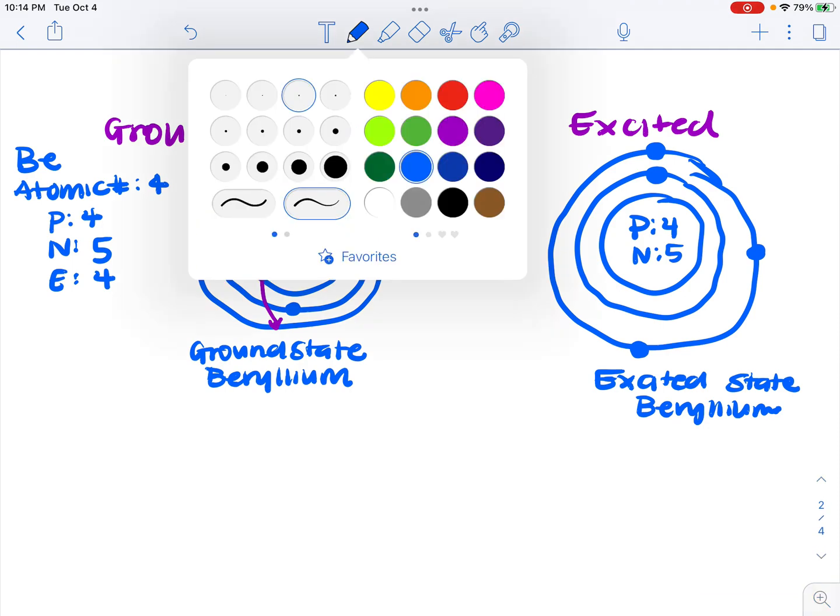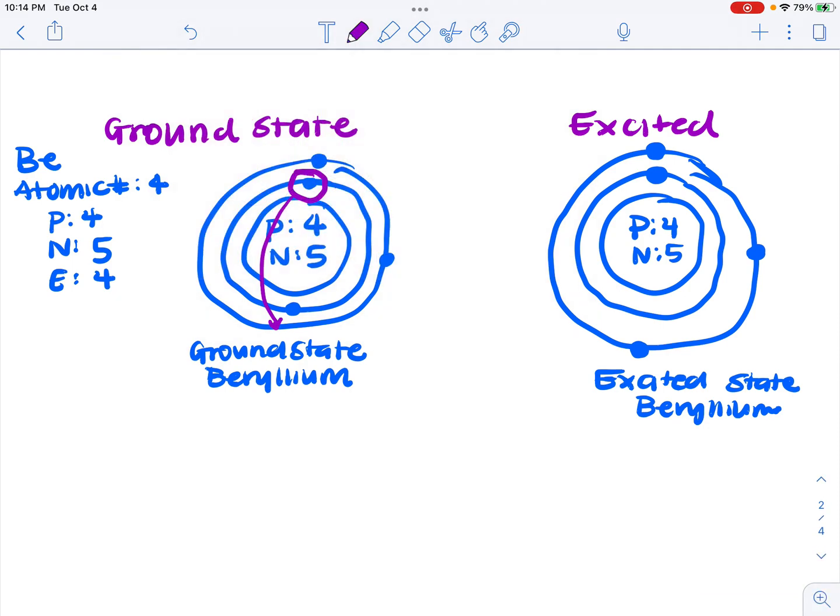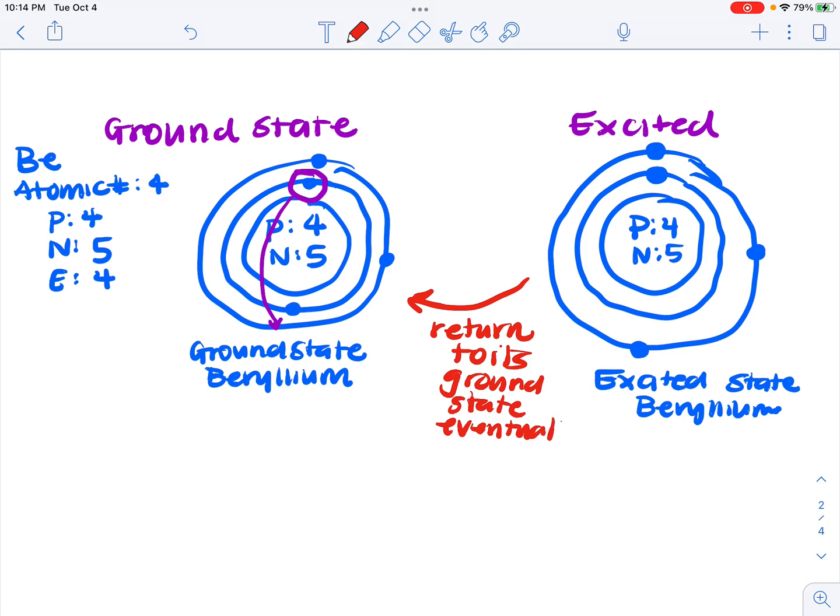Now, super, super important. Once the heat or the collisions or the electricity has stopped, it's going to return to its ground state eventually.